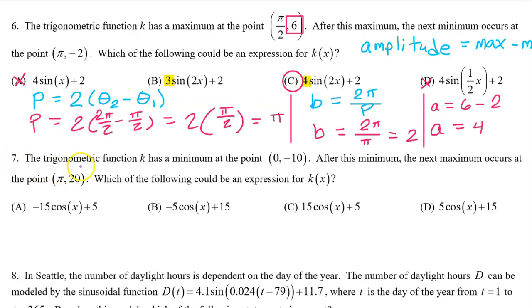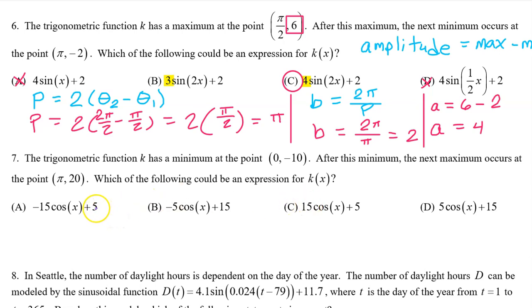Number 7. The trigonometric function k has a minimum at the point 0, negative 10. After this minimum, the next maximum occurs at the point pi, 20. Which of the following could be an expression for k of x? Last time we found the b value and used that to narrow down the options, but this time all of the options have a b value of 1. So that wouldn't help us. We will not waste our time there.